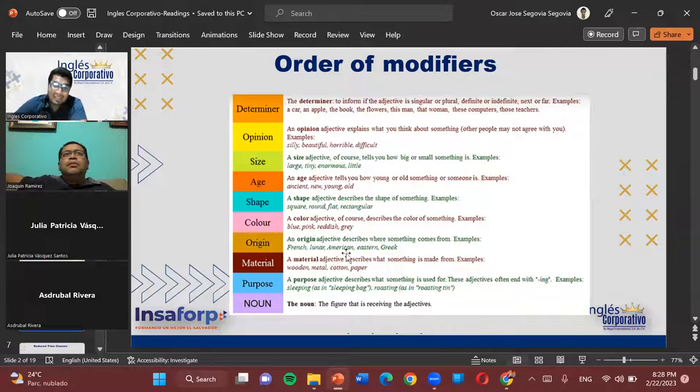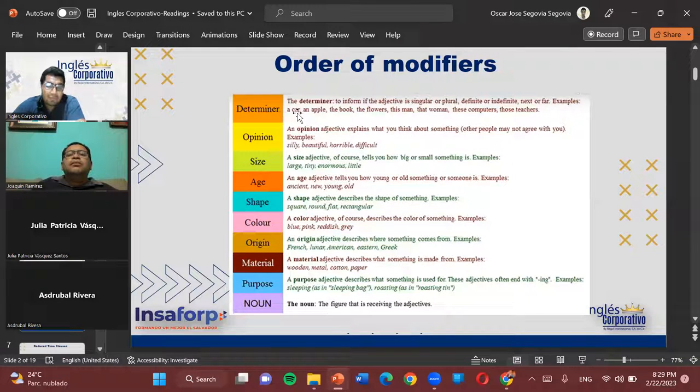So last night we were talking about order of modifiers. We described how determiners are the first thing you have to add. And determiners are also what we know as articles in English.